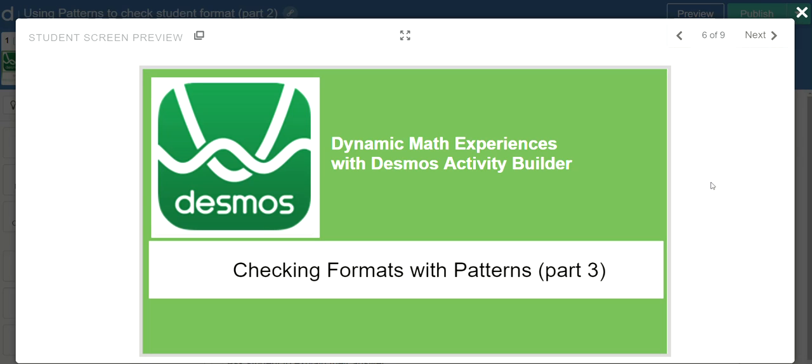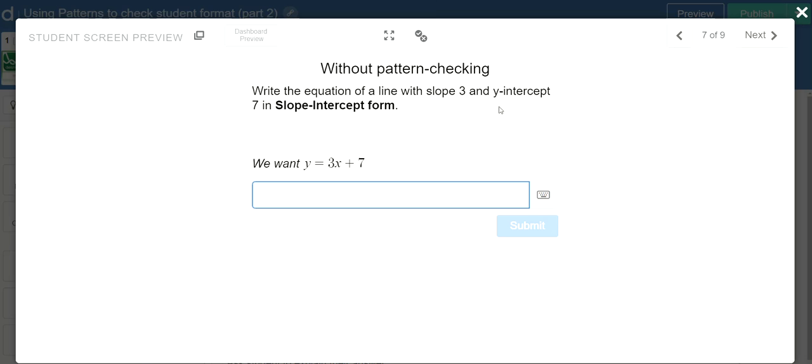Hello everyone, this is Andy Melbuff, and in this video we're going to take a look at again how we can check student input formats using the pattern function in Desmos Activity Builder. Now, as we saw earlier in a previous video, it's sometimes important to us math teachers to have students demonstrate they understand how different formats look.